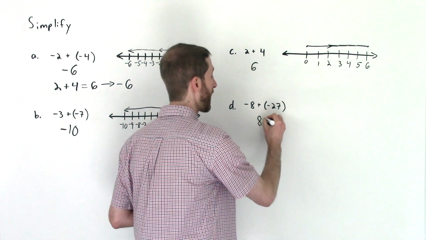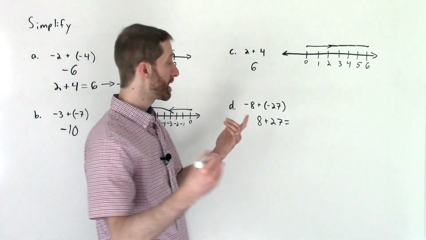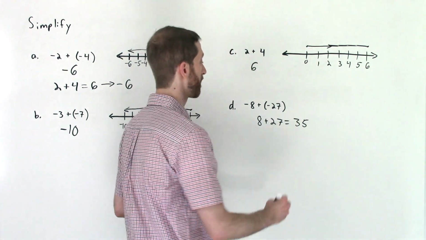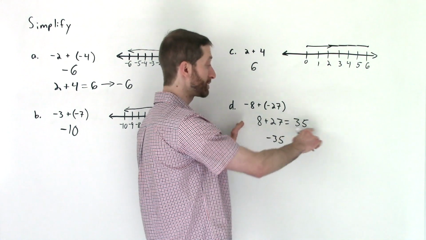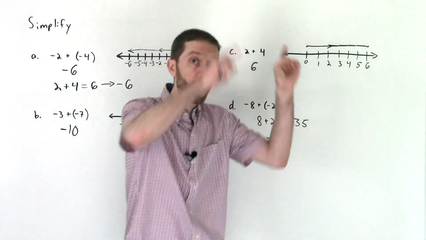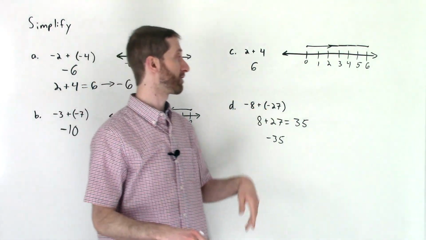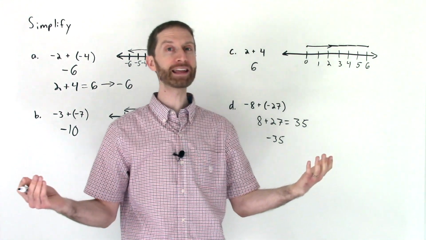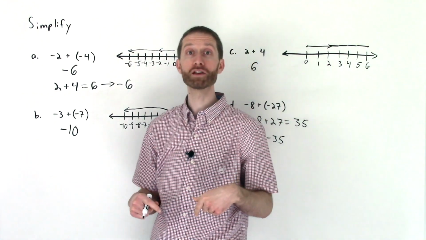So mentally, I'm doing this. I'm not writing this on my paper. It's just going on in my head. 8 plus 27 is 35. We keep the signs of both those numbers, and therefore my answer is -35. So again, that is mental. This is our final answer. You can also think of it as going to the left 8 and then to the left another 27, a total of -35. That's it for adding integers with same signs. In later videos, we'll go over adding integers with different signs.